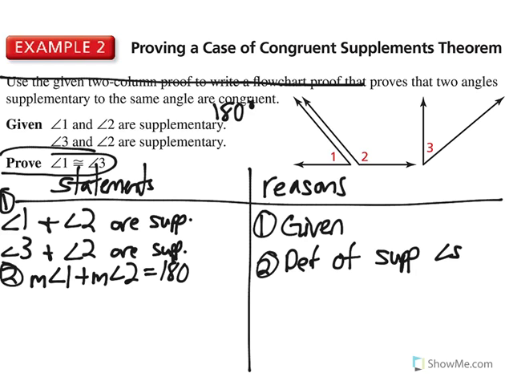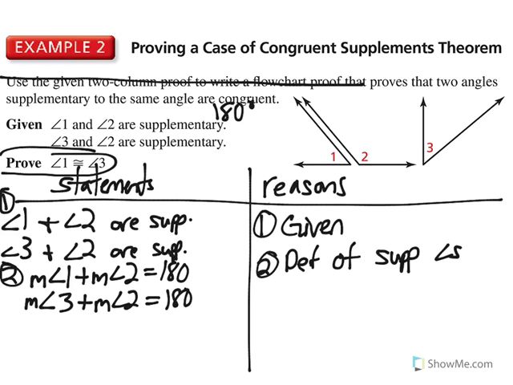We would also be able to say the same thing for the second one. We have angle 3 and angle 2 are supplementary. It would be the same exact definition, so I'm going to leave it on this second statement, but I'm going to write that one out as well. So I would have the measure of angle 3 plus the measure of angle 2 equals 180. Same reason, it's still there on statement 2.